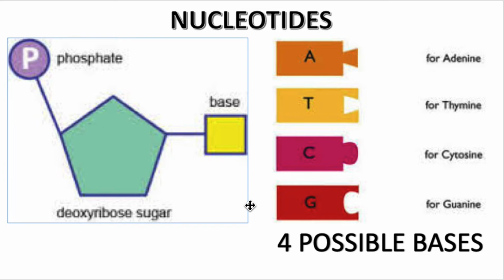Now, what makes you different than other living things is going to be the order of these bases. So this order here, A, T, C, G, that might mean you have brown hair. Well, if I change this order, T, T, C, G, maybe it means I have red hair. So the order of these bases are going to be what's different between all living things.